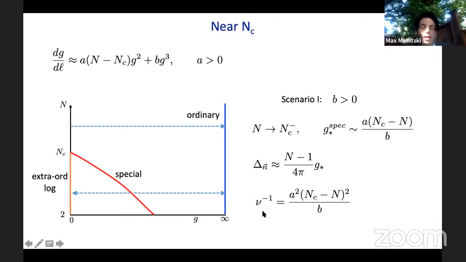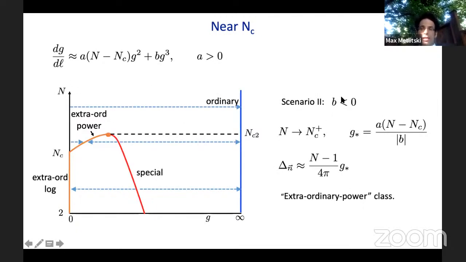We can calculate all the scaling dimensions at this fixed point, and we identify this fixed point with a special fixed point, right? We know that when n is equal to 2, we have a special transition between the extraordinary regime and the ordinary regime. So in this scenario, this special fixed point just approaches weak coupling as n goes to nc. At n equal nc, it collides with the extraordinary g equals 0 fixed point, and they annihilate. And for n greater than nc, we only have the ordinary fixed point left. So this is perhaps the simplest scenario for the evolution with n.